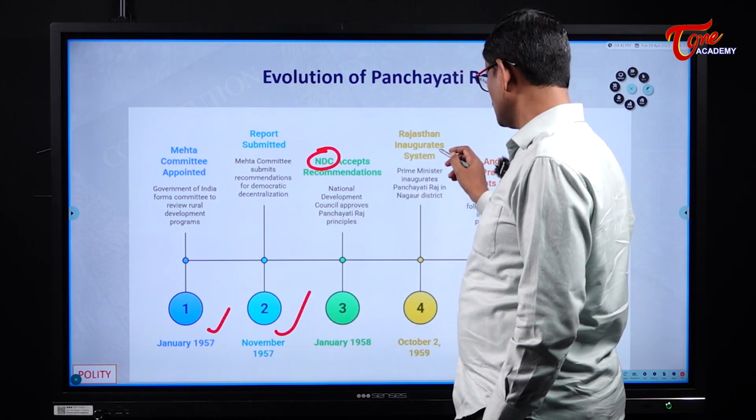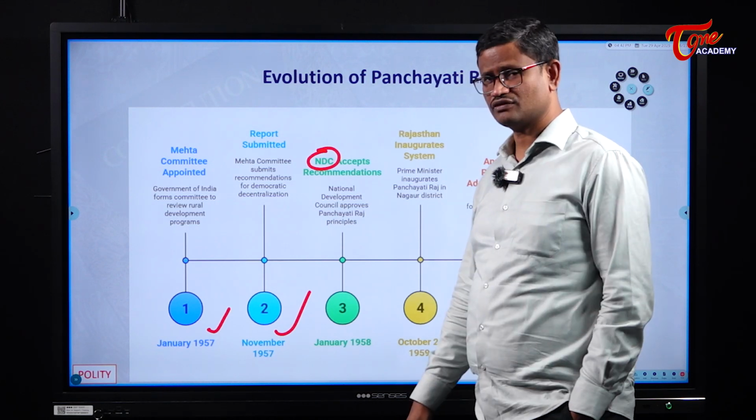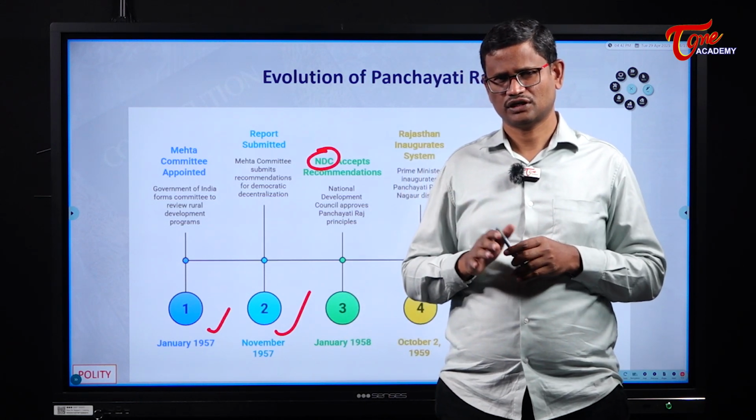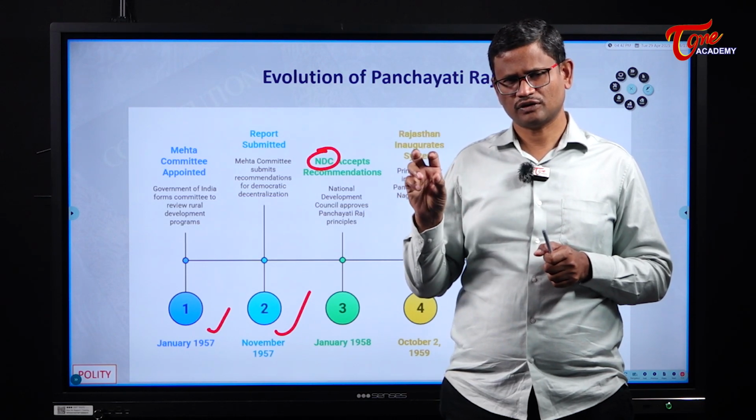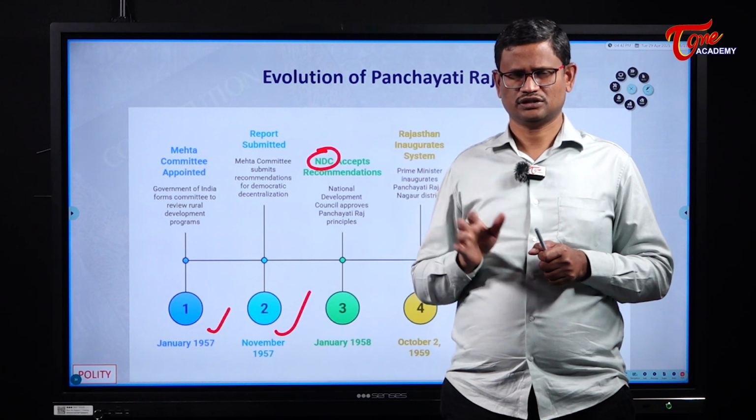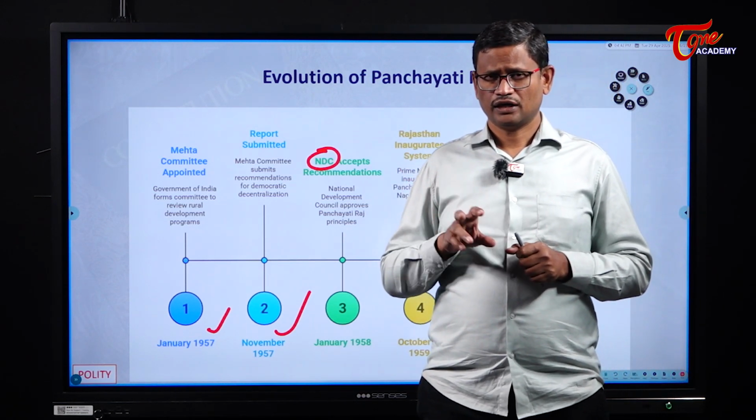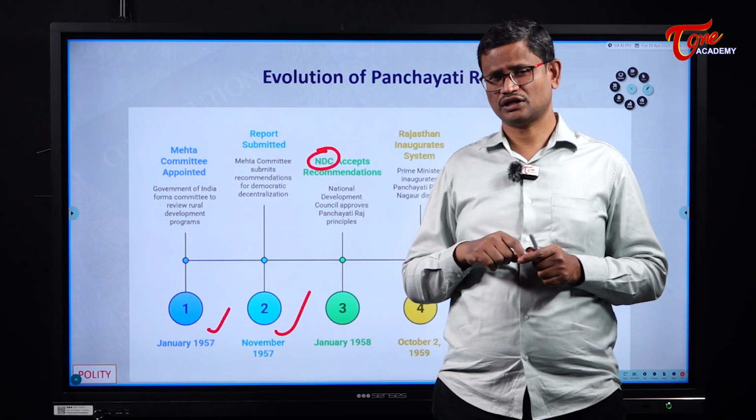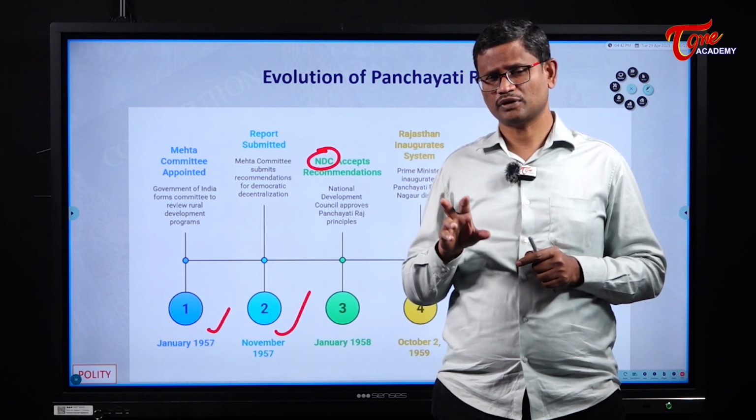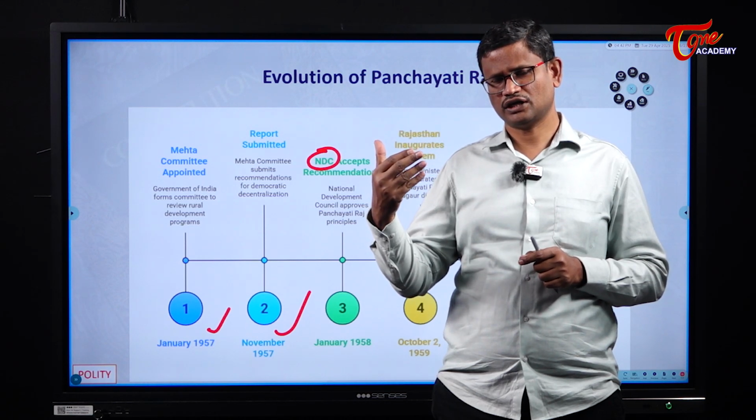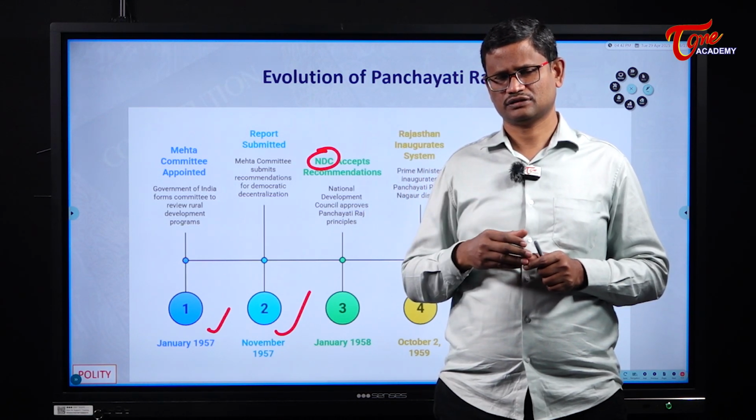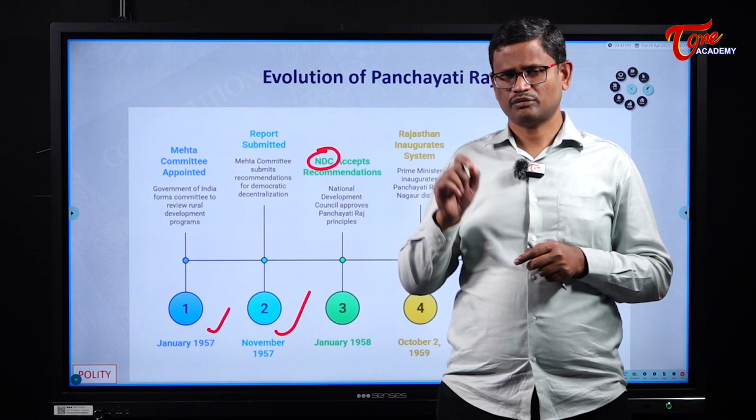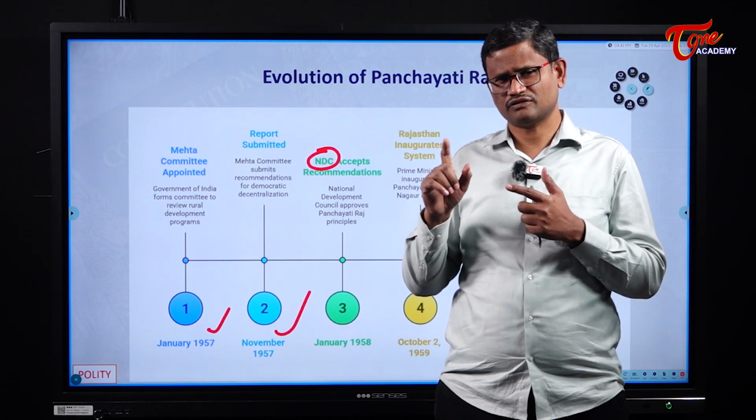And then finally, the recommendations of the Balwant Rai Mehta committee, remember, it has recommended a 3-tier Panchayat Raj system. At the village level Grama Panchayat, at the intermediate level Panchayat Samiti, at the district level Jilla Panchayat. But remember, the elections at the Grama Panchayat level are direct, but the members of the intermediate Panchayat and the district Panchayat are not elected directly by the people. So, the elections to the intermediate Panchayat and the district Panchayat are indirect elections. The elected representatives of the Grama Panchayat will elect the members of the intermediate Panchayat. The members of the intermediate Panchayats will in turn elect the members of the district Panchayat.